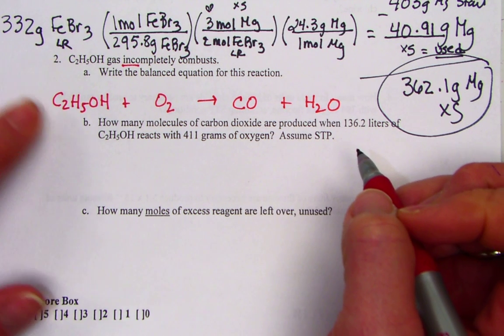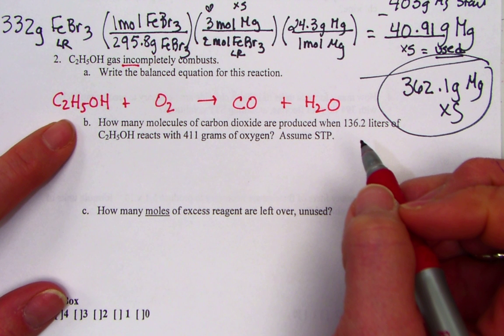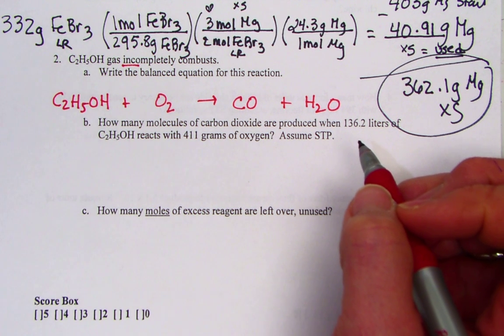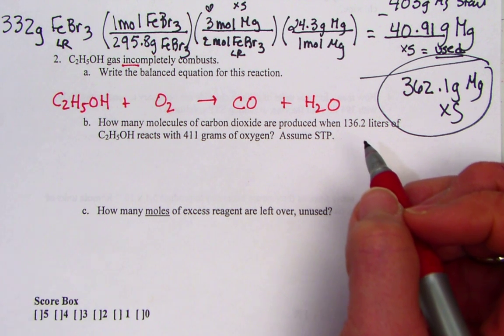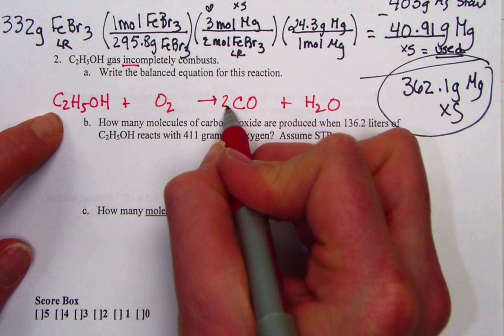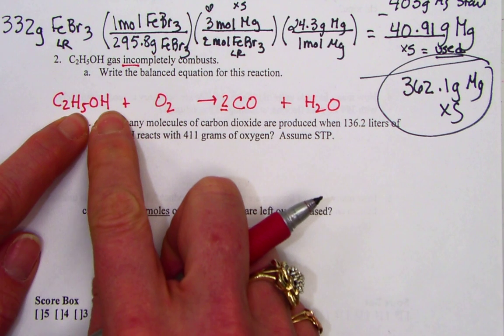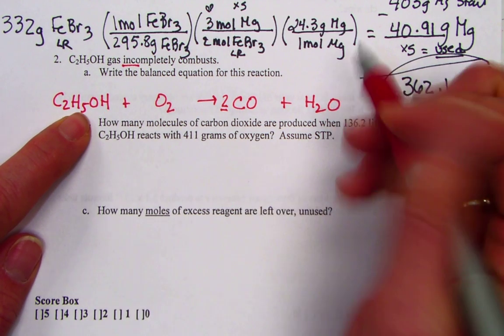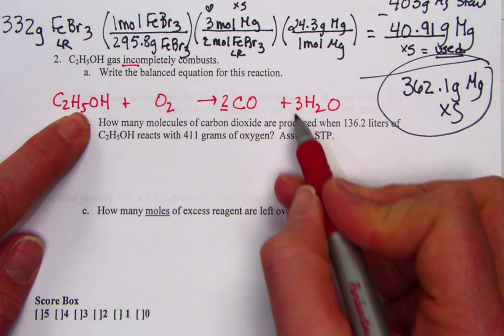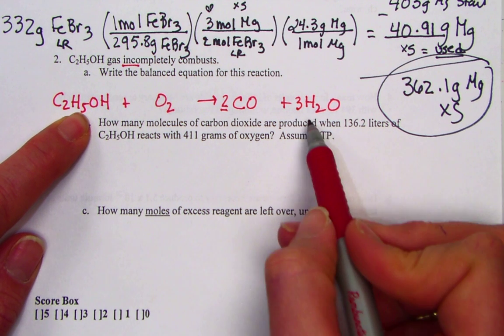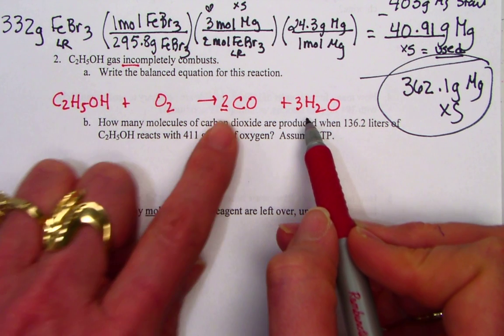Thinking about balancing, I'll start with the carbons, then work to the H's, and end with the O's. For combustion pattern, C's, then H's, then O's. We've got 2 carbons, so I start with a 2 in front of the CO. There's a total of 6 H's on the left, so I'll put a 3 in front of the water to get 6 H's. Now let's count those oxygen.